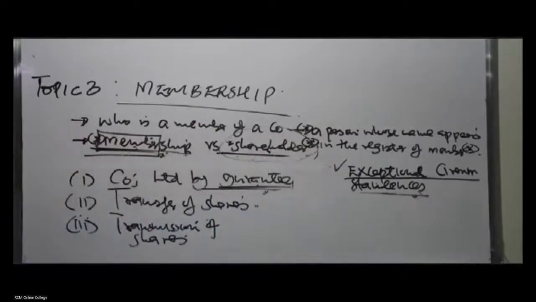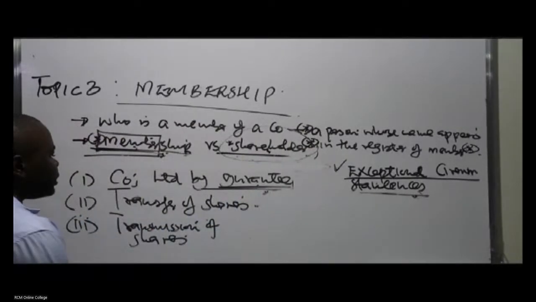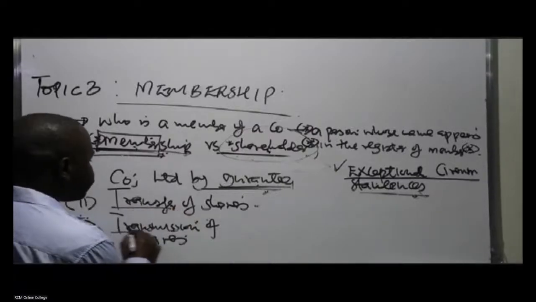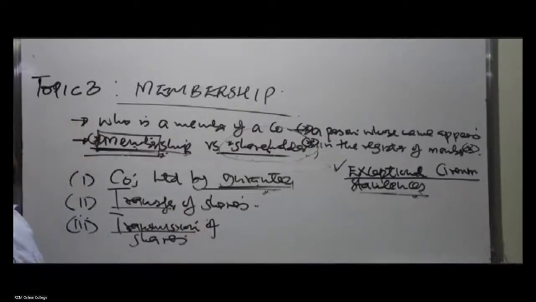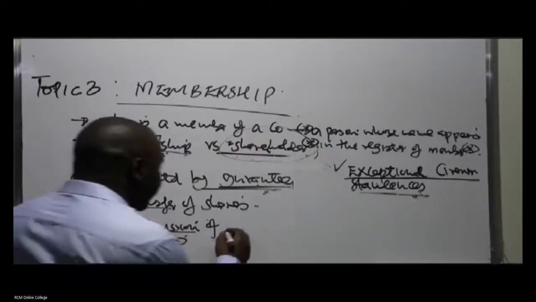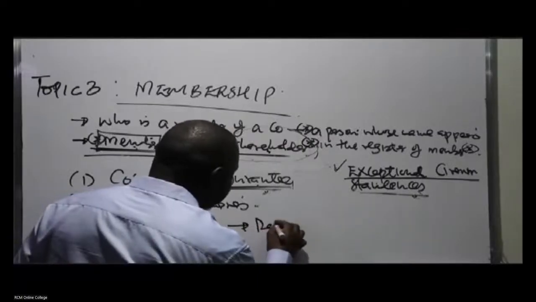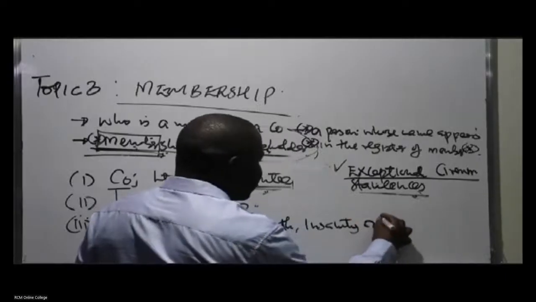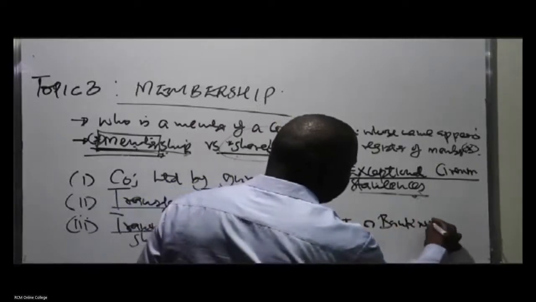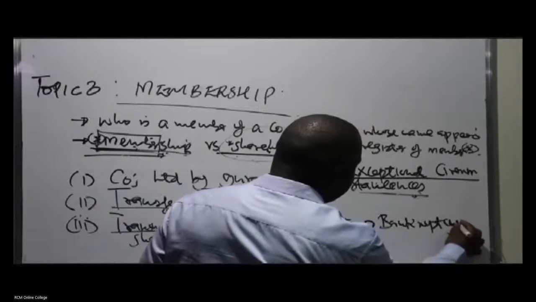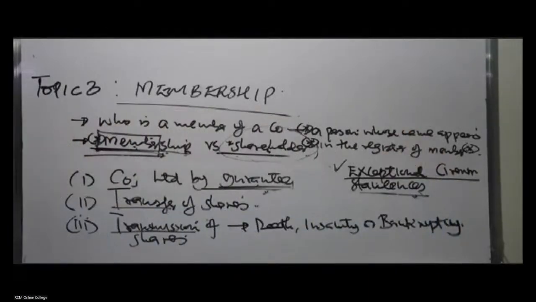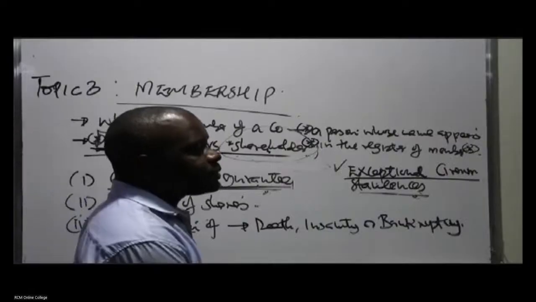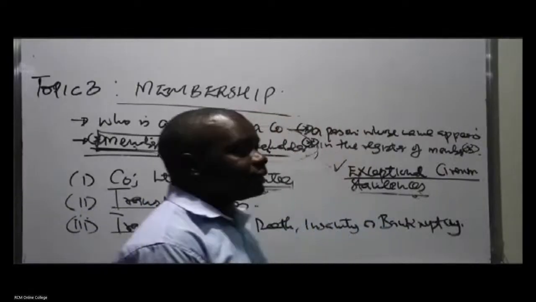But this is what you have to take note of in this case regarding transmission of shares. Take note, we have transfer and we have what? Transmission. So don't confuse the two and you end up having to say they are the same. Under transmission, it occurs in a situation where there is death, insanity, or bankruptcy of a member or a shareholder of the company.